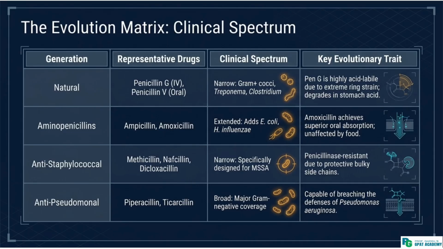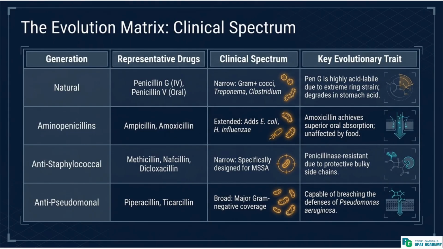Now we will discuss the classification and spectrum. First class is the natural penicillins. Examples include penicillin G and penicillin V. They are narrow spectrum. They target the gram-positive cocci, Treponema pallidum, Clostridium, Actinomyces. Penicillin G is acid labile, while penicillin V is acid stable.